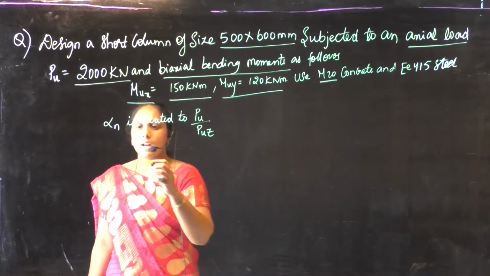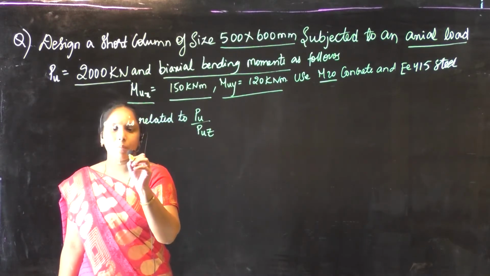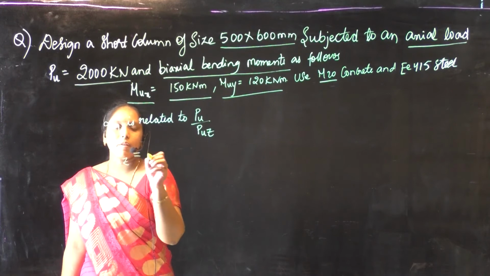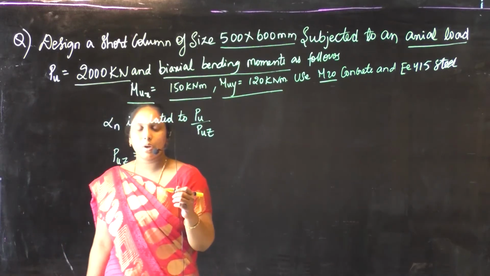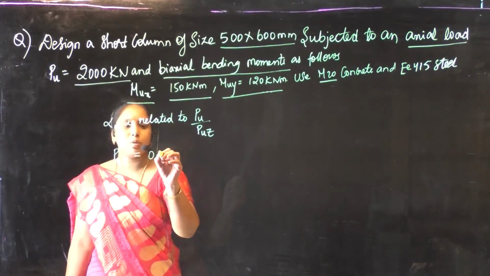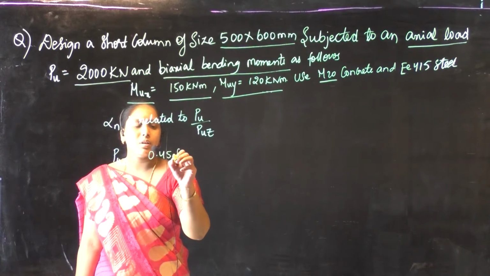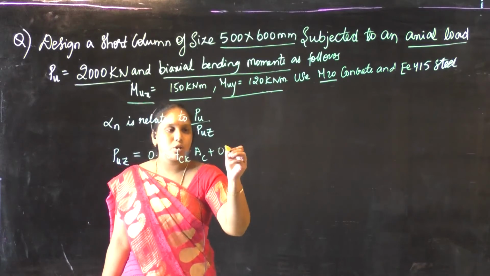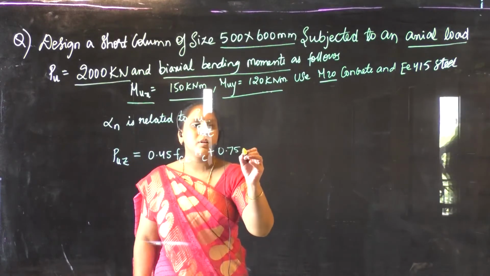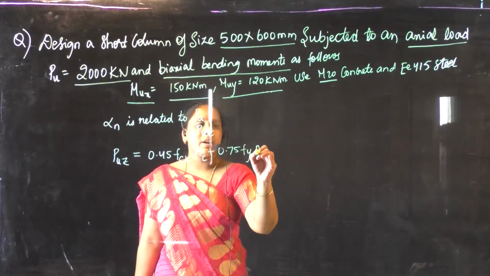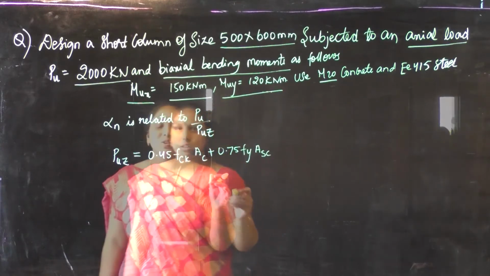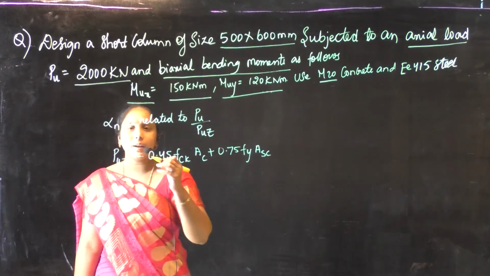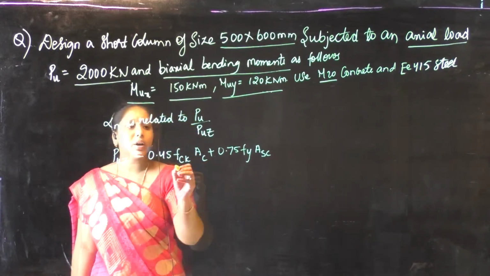Now what we have to calculate? We have to calculate the PUZ. So how will we calculate the PUZ? PUZ is equal to 0.45 FCK into AC plus 0.75 into Fy into ASC. So from this we can calculate PUZ.